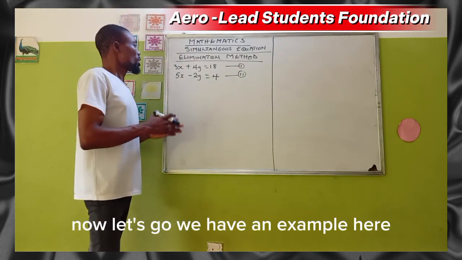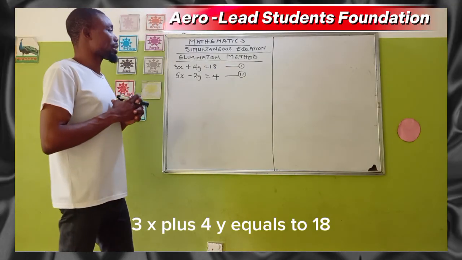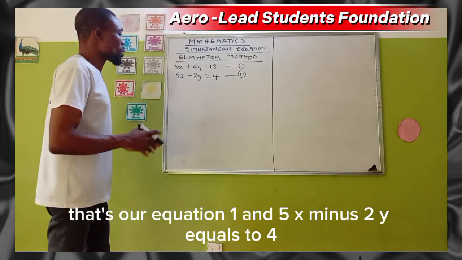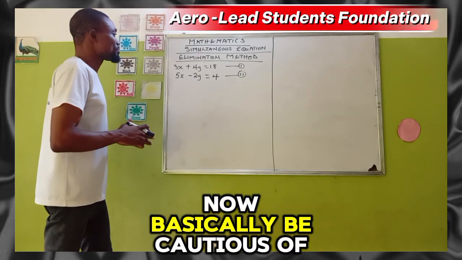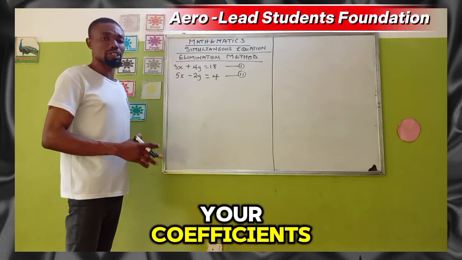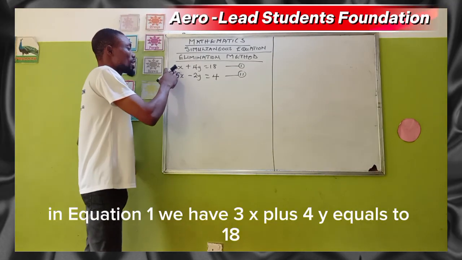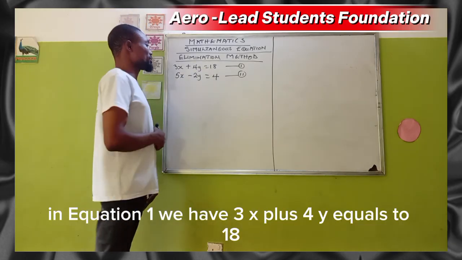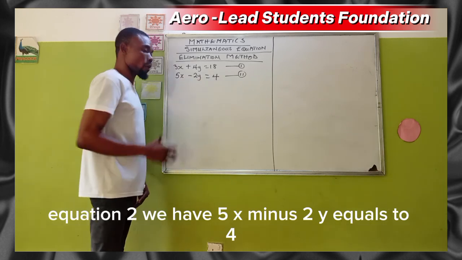Now let's go. We have an example here. 3x plus 4y equals 18, that's our equation 1. And 5x minus 2y equals 4, that's our equation 2. Now, basically, be conscious of your coefficients. They are very important. In equation 1, we have 3x plus 4y equals 18. Equation 2, we have 5x minus 2y equals 4.